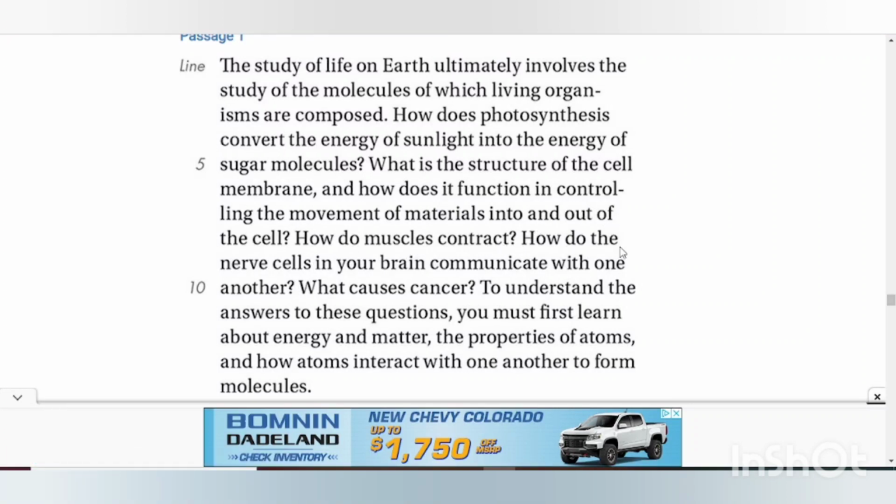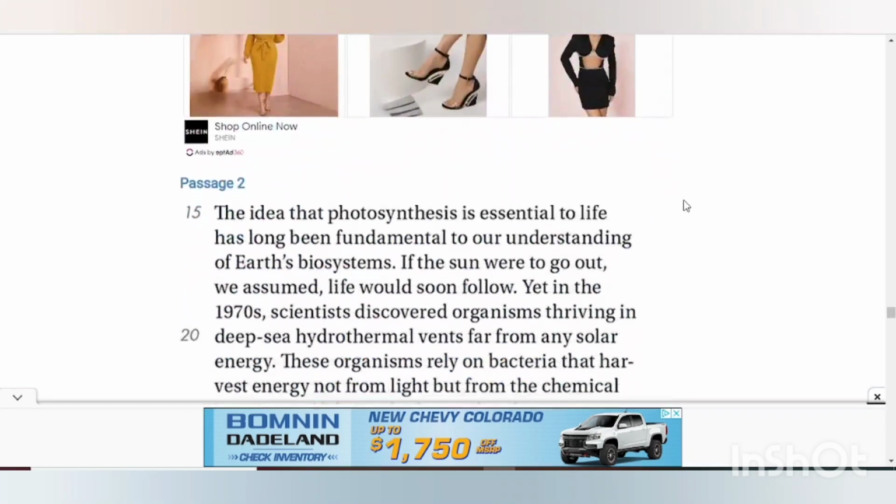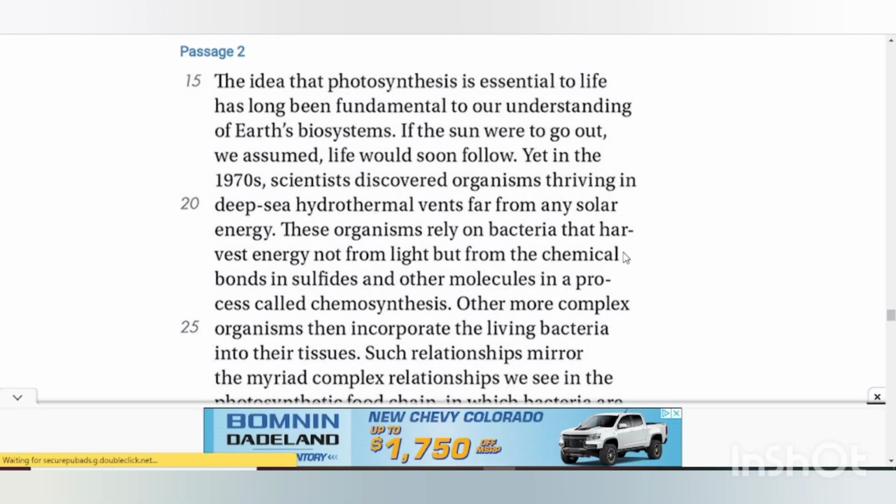How do muscles contract? What causes cancer? To understand the answer to these questions, you must first learn about energy and matter, the properties of atoms, and how atoms interact with one another to form molecules. So this is just an introduction, and it says you must first learn about energy and matter, the properties of atoms, and how atoms interact with one another. So it seems like they are going to talk about this. So let's see. So we're going to passage 2 now.